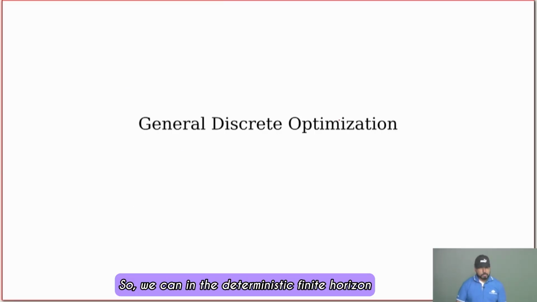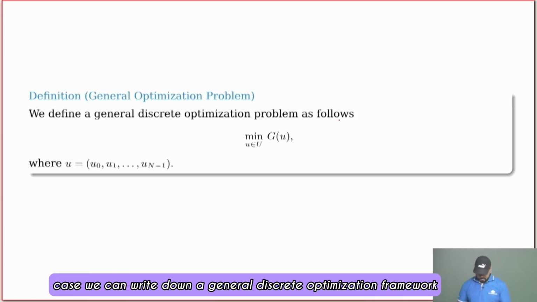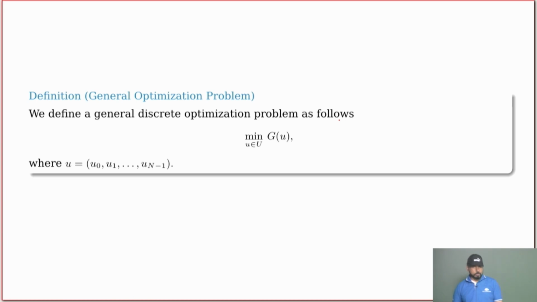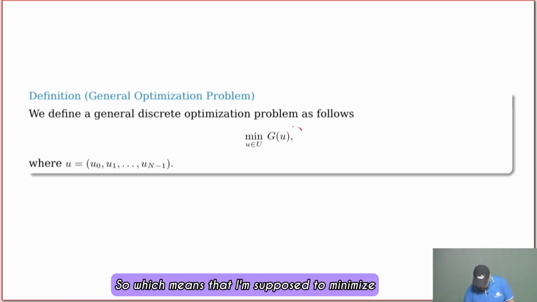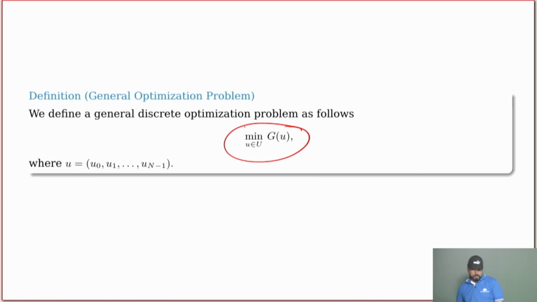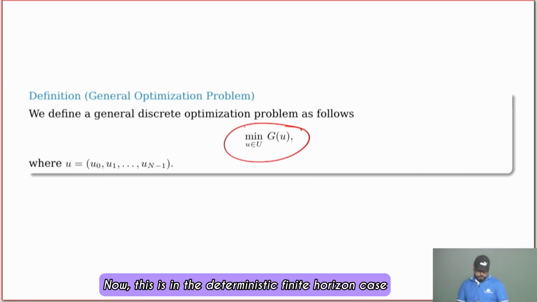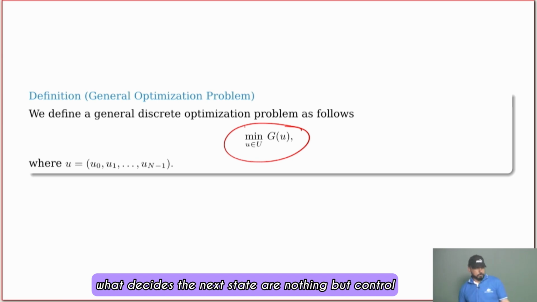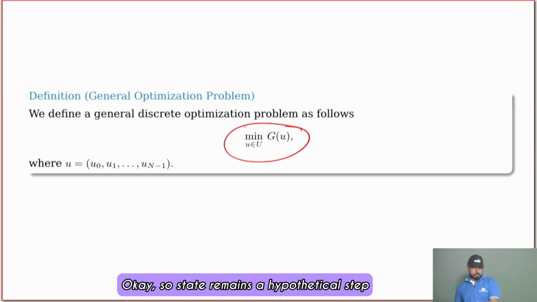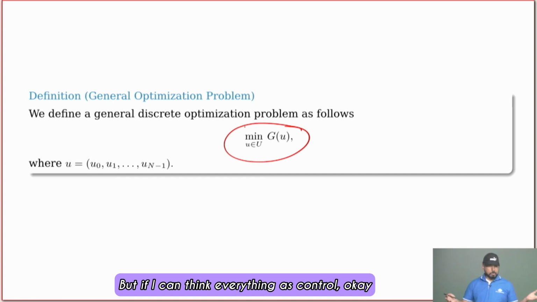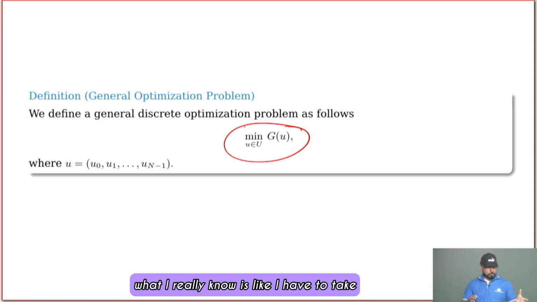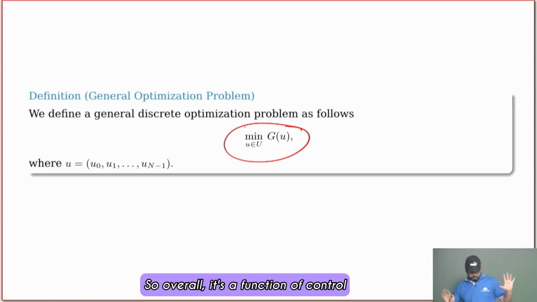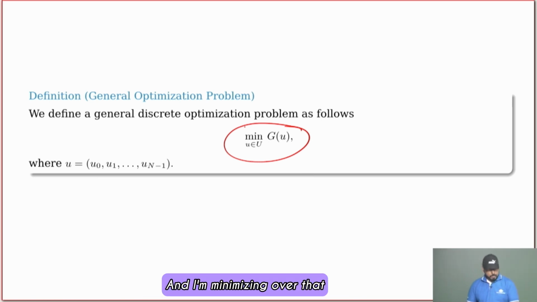In the deterministic finite horizon case, we can write down a general discrete optimization framework, which could be written just like this. Overall, it's an optimization method, which means that I'm supposed to minimize a cost function G(u), where G is a function of control. Now this is in the deterministic finite horizon case. What we observe is that what decides the next state is nothing but control. The state remains a hypothetical step. But if I think of everything as control, I reach somewhere, but if I throw away the states, what I really know is that I have to take a sequence of controls. So overall, it's a function of control, and I'm minimizing over that.